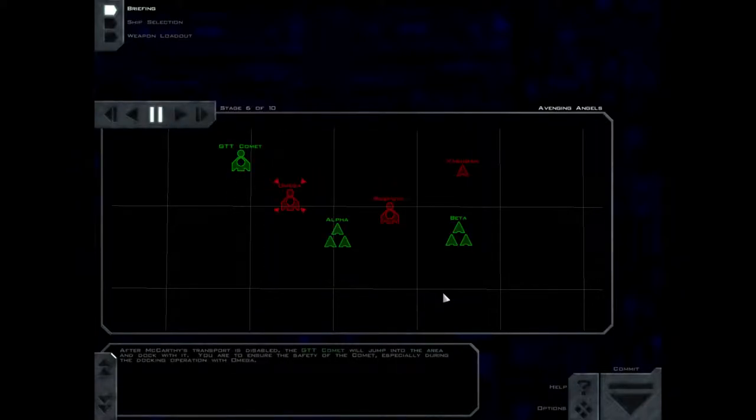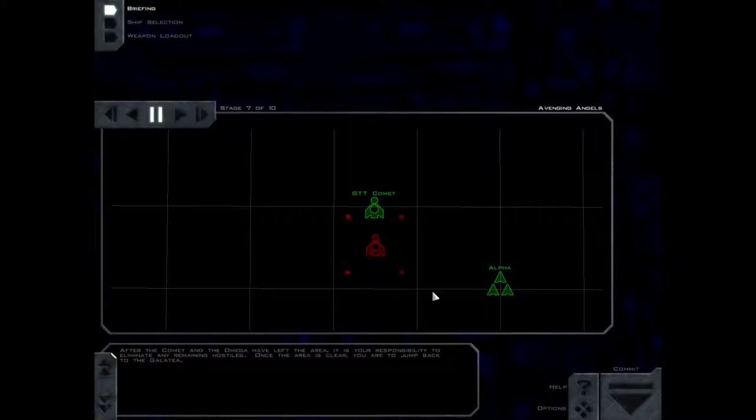After McCarthy's transport is disabled, the GTT Comet will jump into the area and dock with it. You are to ensure the safety of the Comet, especially during the docking operation with Omega. After the Comet and the Omega have left the area, it is your responsibility to eliminate any remaining hostiles. Once the area is clear, you are to jump back to the Galatea.